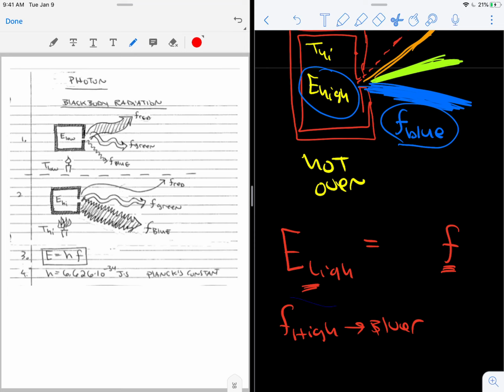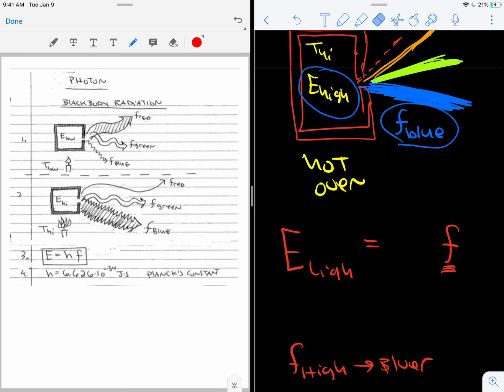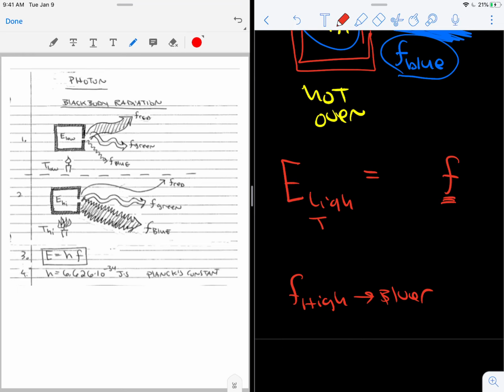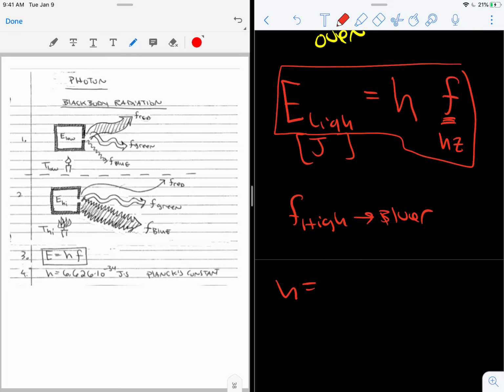But we still have to add one more thing. Energy is measured in joules. Frequency is measured in hertz, so these aren't the same units. So we have to have a constant to make these two sides match, and that constant is called Planck's constant. And the value for Planck's constant is equal to 6.63 times 10 to the minus 34 joules times seconds.